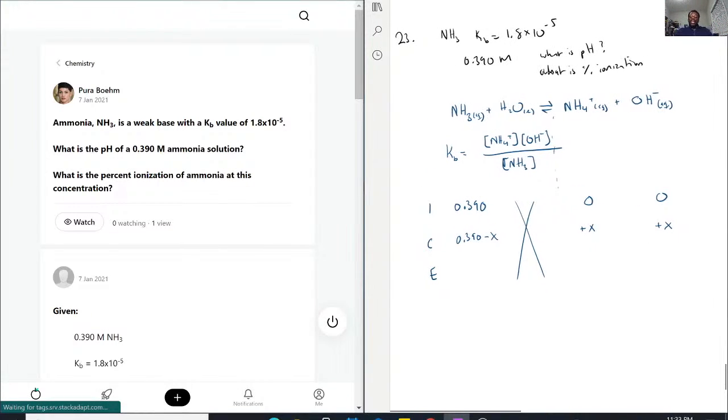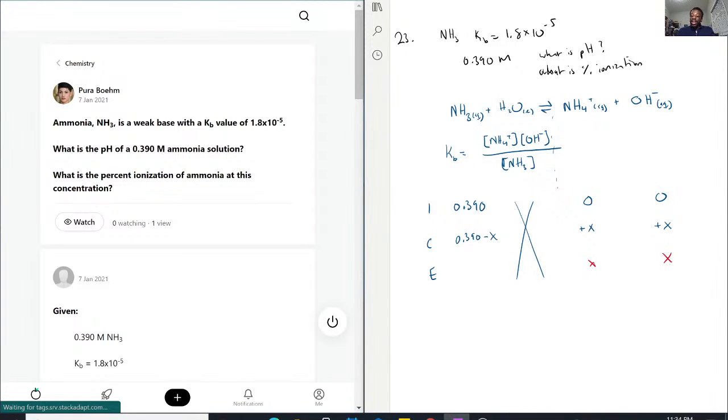Okay? Now to see what our equilibrium is, for these two it would just be X, right? But for the NH3 it's a little bit tricky because we need to first establish a relationship here. And there are certain rules that follow based on that relationship. If the initial concentration is over 1,000 times larger than the Kb, the change is negligible. You pretty much will end up again with 0.390. You don't have to factor that in.